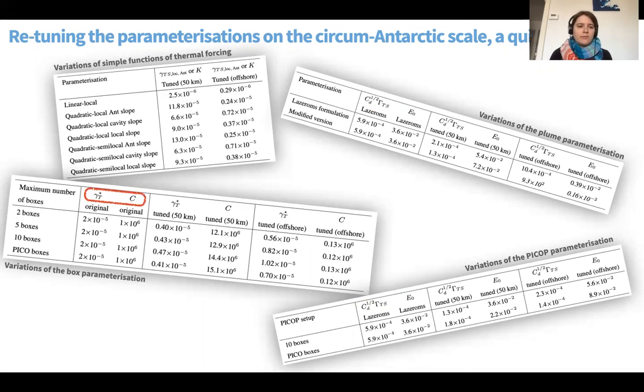And in the box parameterization, we tune one parameter also related to the turbulent heat exchange and one parameter related to the overturning circulation.